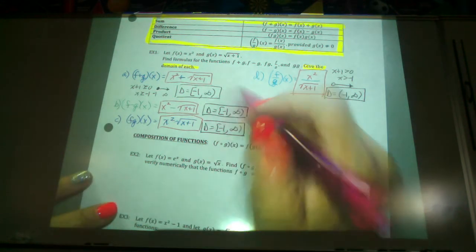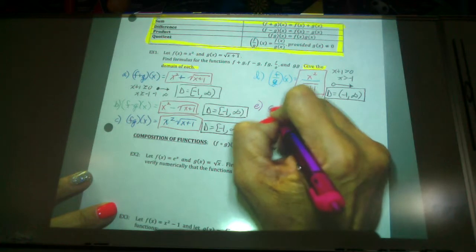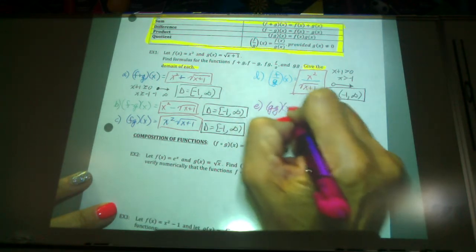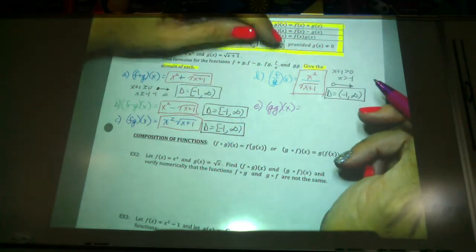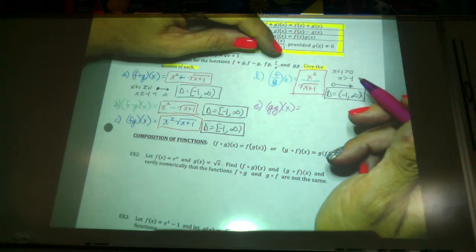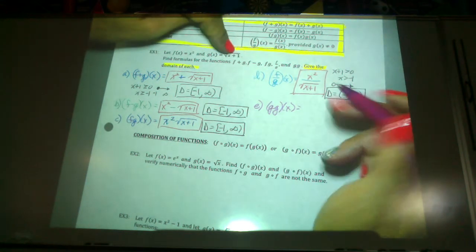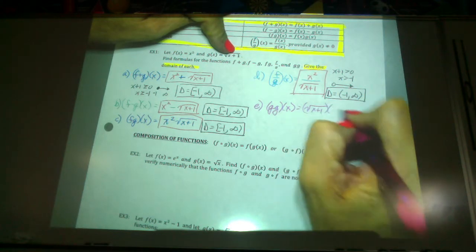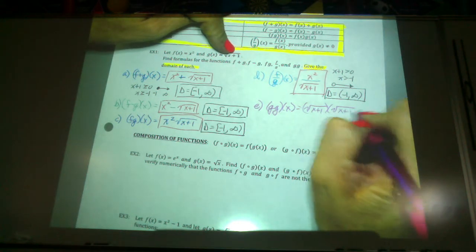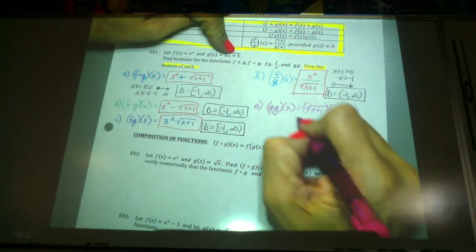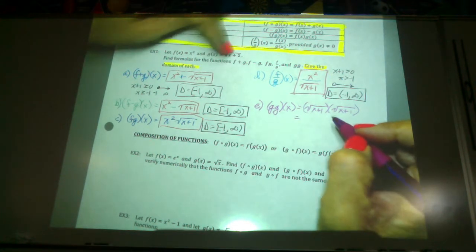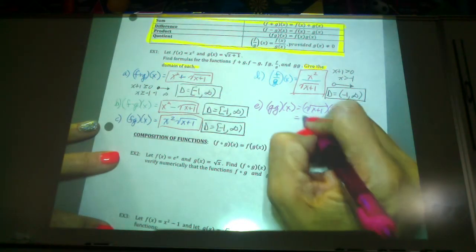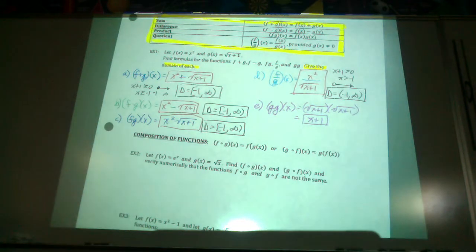is g times g. So g times g of x. So I'm going to take the square root, here's g, the square root of x plus 1 times the square root of x plus 1. What does that equal? Just x plus 1, right? Can't be simplified. What do you think the domain is?